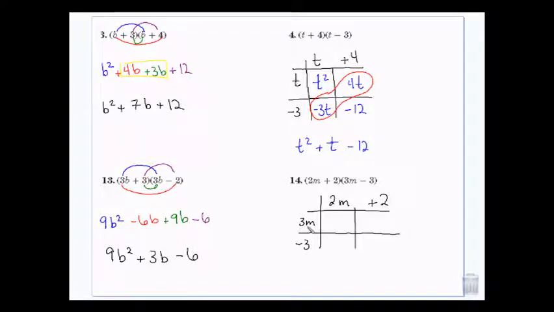Okay, so 3 times 2 is 6. M times m is m squared. 3m times 2 is 6m. Negative 3 times 2m is negative 6m. Negative 3 times 2 is negative 6. These are my like terms. 6m squared. Negative 6m and positive 6m cancel each other out. So minus 6.